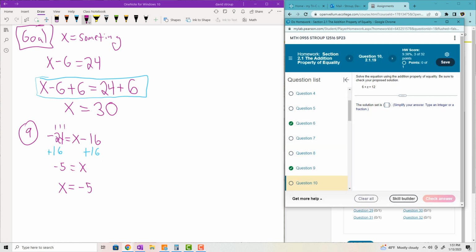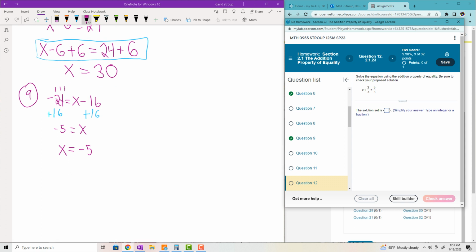Okay, there's a z. Now, the answer there, you just subtract 6 on both sides, you get z is 6. So you can probably do some of these in your head. Fractions, so they're trying to give you a little more practice with fractions.